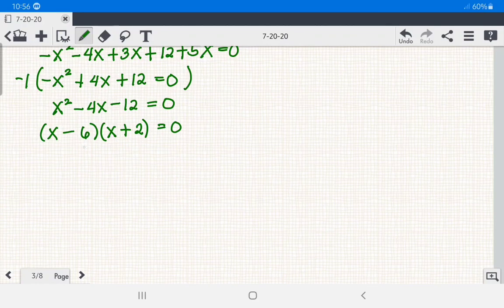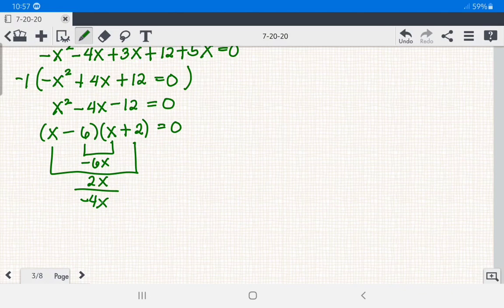If we're going to multiply negative 6 times x, we have negative 6x. x times 2, we have 2x. You add it, we have negative 4x. Negative 4x is the middle term, right? This one, negative 4x, that is the middle term. Therefore, x minus 6 and x plus 2 are the factors.